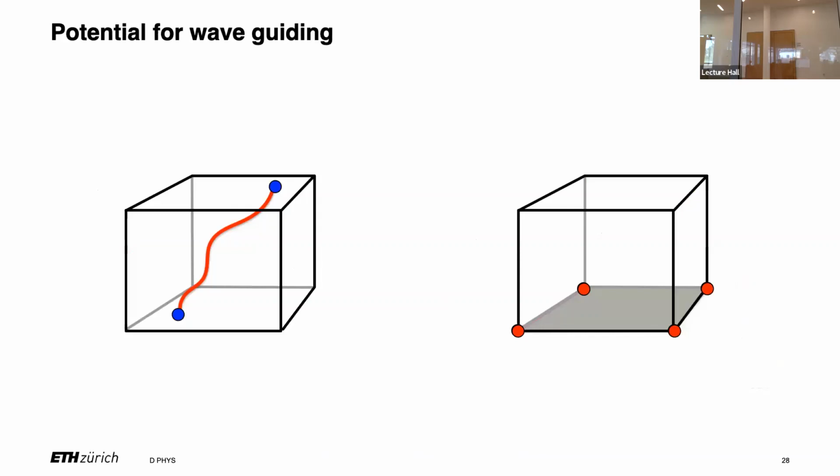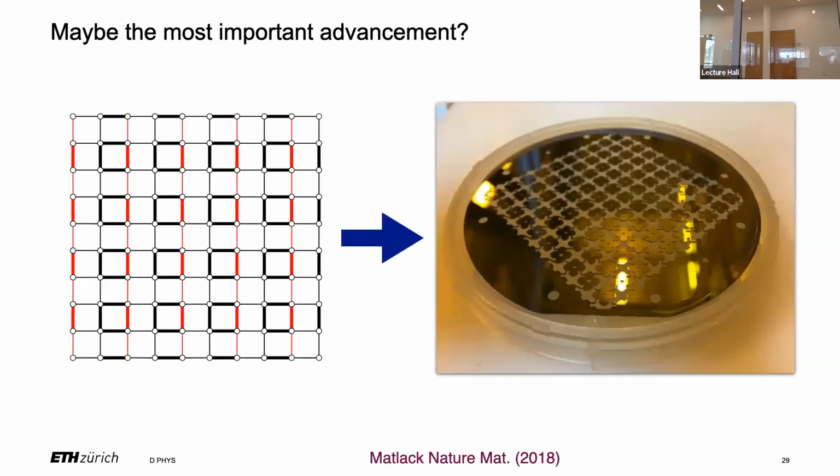Now here, the application that I typically put forward: take your corner states, put them together, and you get nice 1D channels in 3D. That was what I thought could be a route to applications of these things. And I think I was wrong.